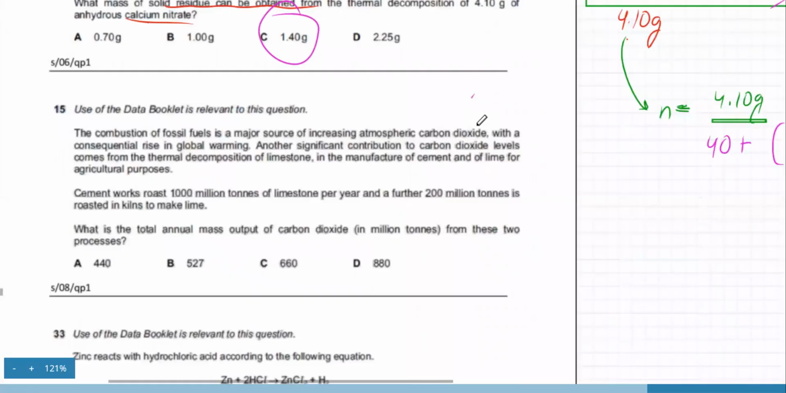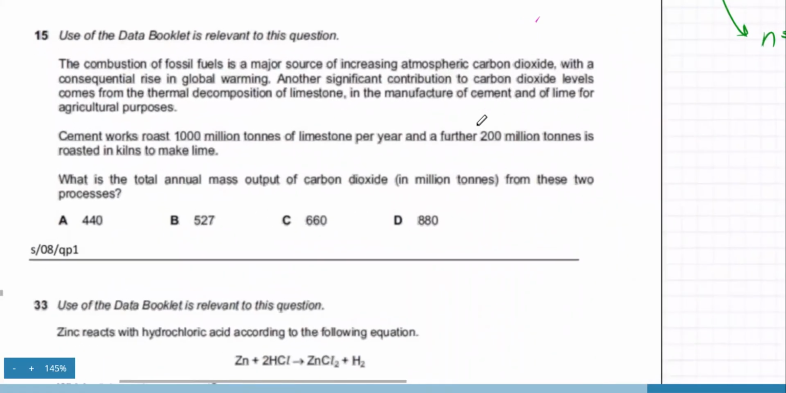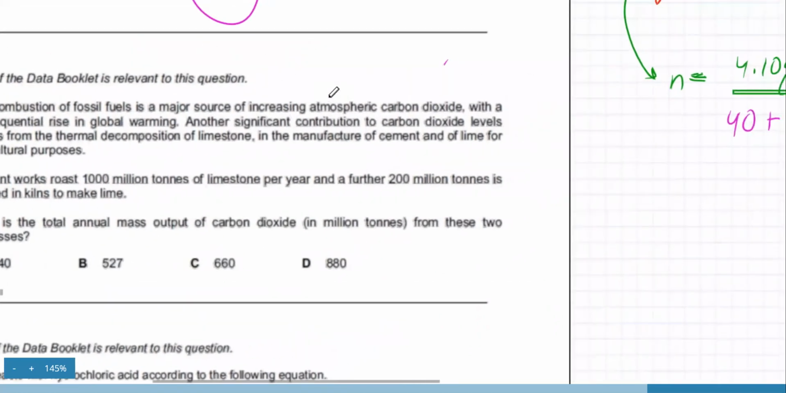Then he's talking about the next question. In the next question, he's talking about the combustion of fossil fuels as a major source of increasing atmospheric carbon dioxide. Then he says that another significant contribution to carbon dioxide levels comes from the thermal decomposition of limestone. Remember, limestone is a word that's frequently used in chemistry. Limestone is calcium carbonate.